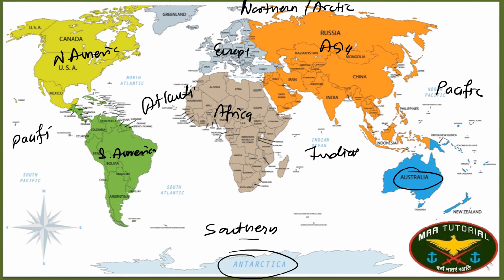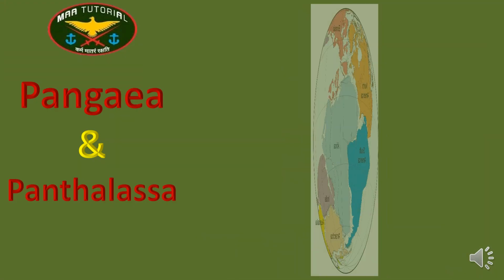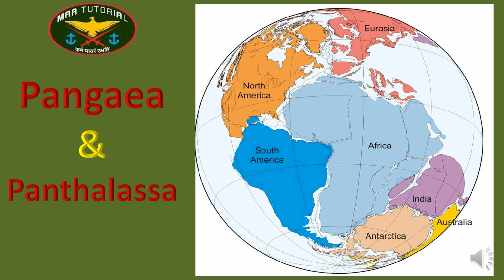But thousands of millions of years ago, about 225 million years ago, the earth looked like this. Amazed? Yes, amazed. In this image all the continents are united. You can see North America joining Africa, South America joining Africa, and Antarctica, India, Australia, all in one place, in one piece.